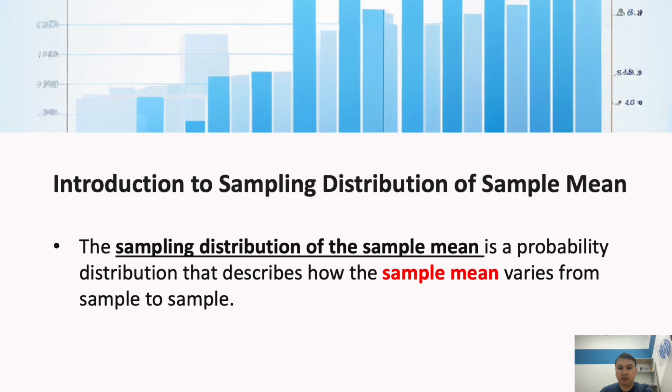So the sampling distribution of the sample mean is a probability distribution that describes how the sample mean varies from sample to sample. In other words, I pick a sample and look at the sample mean, and then I repeat this experiment many times, let's say 1,000 times. Then I look at the distribution of all the results that I obtained. That's what gives me the sampling distribution.